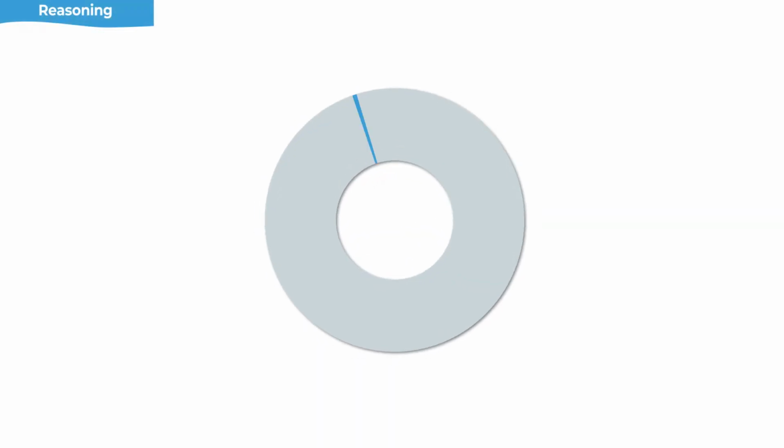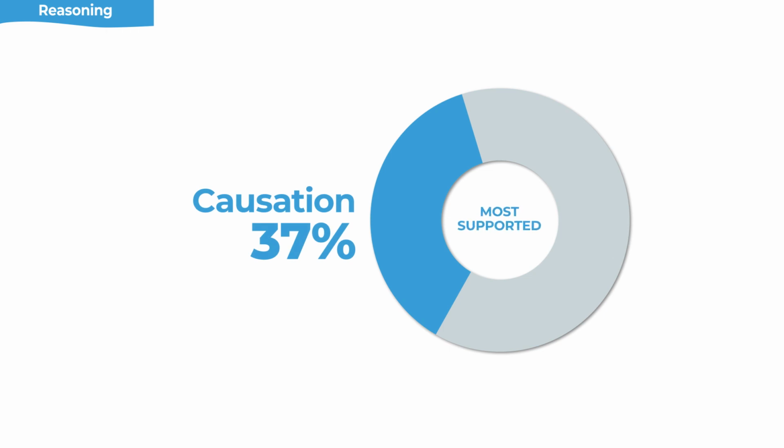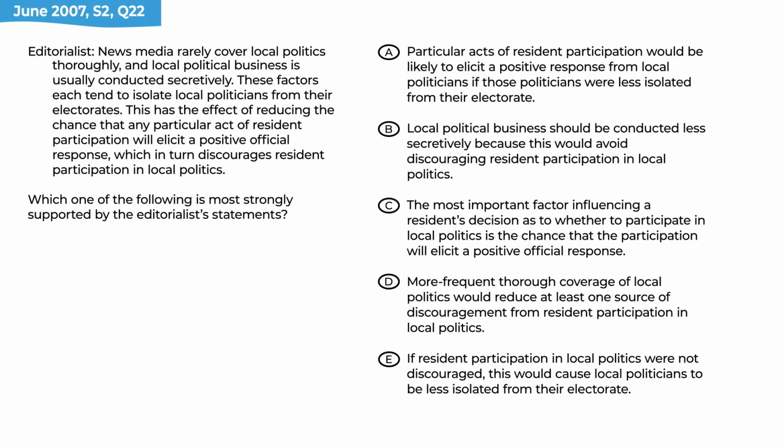Let's look at another example, but with this one, it'll focus more on causation. Go ahead and give this one a try, hit pause, and when you're ready to discuss it together, hit play again. All right, welcome back. So what are we told? Well, we know that news media rarely cover local politics thoroughly, and local political business is usually conducted secretively. Okay, so we know those two things.